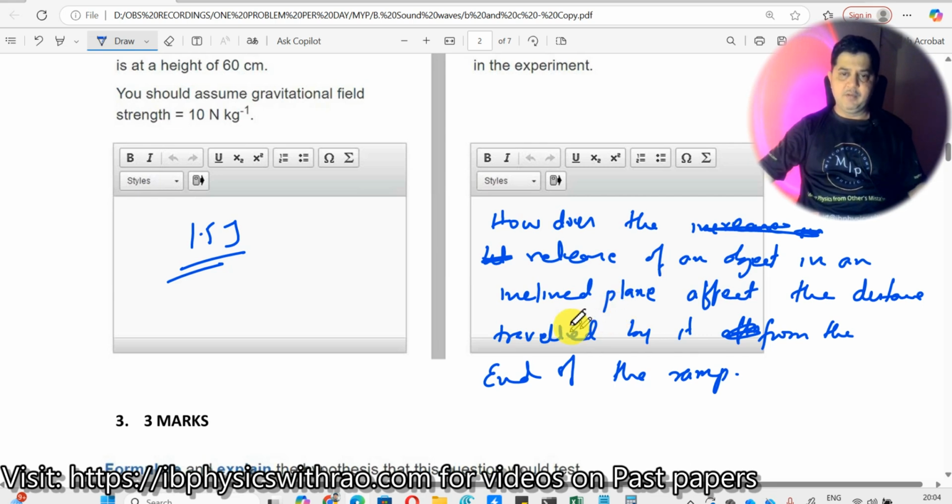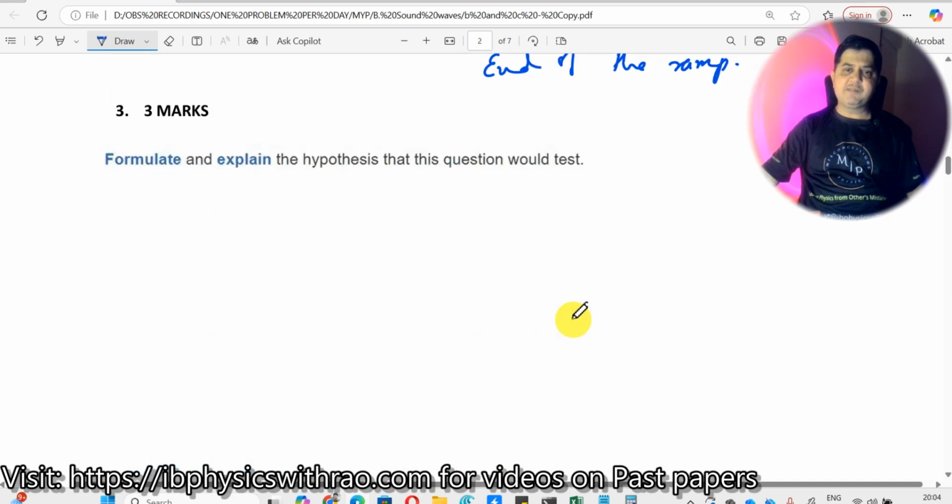Next, formulate and explain the hypothesis that this question tests. Formulation means you need to put across your hypothesis, which means the open-ended question now becomes a closed-ended question. You are now predicting what can happen, and then you are going to explain why this hypothesis seems to be true, what is the reason behind it.